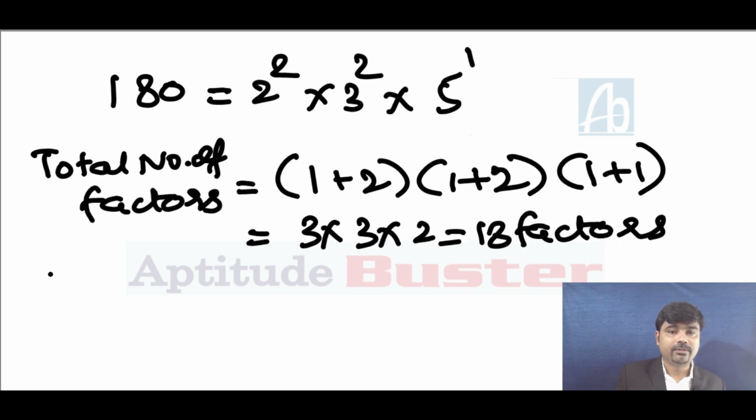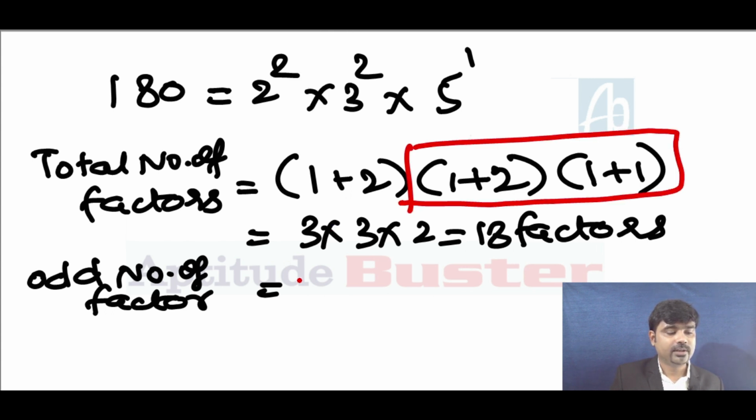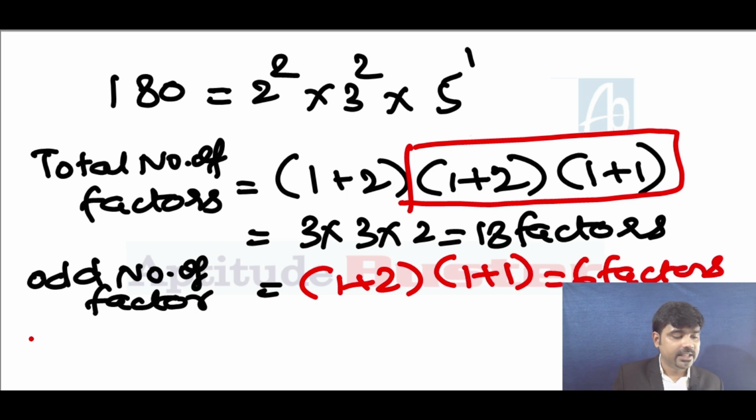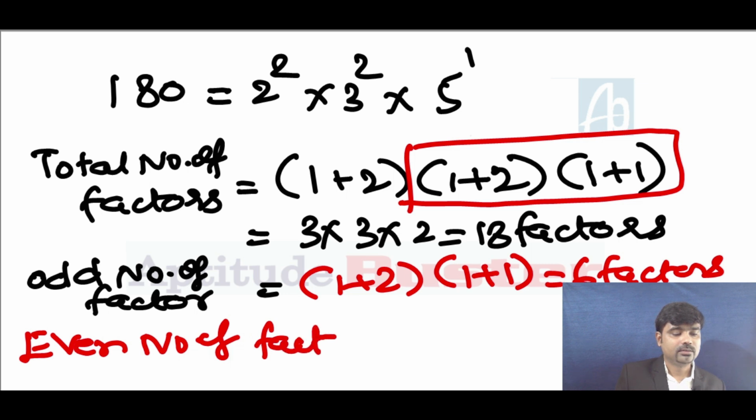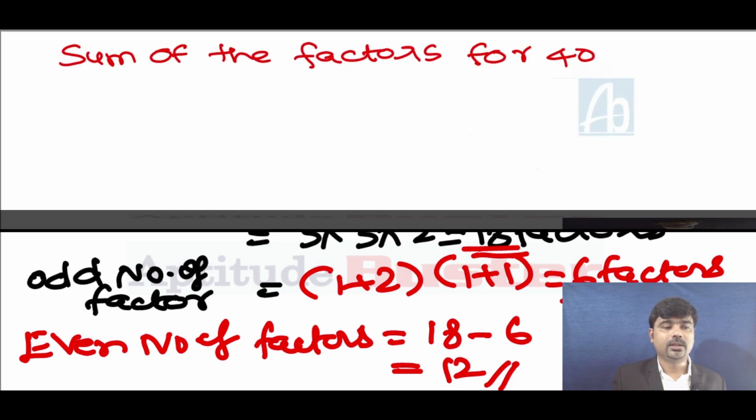Next, you need to find the odd number of factors. The odd number of factors, we already know, comes only from these two primes: 1 plus 2 into 1 plus 1. So this is 3 into 2, 6 factors. Even number of factors is the total minus the odd number of factors, 18 minus 6, the answer is 12. The even number of factors for 180 is 12.